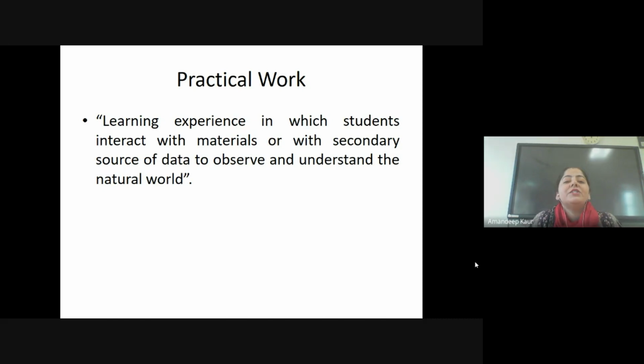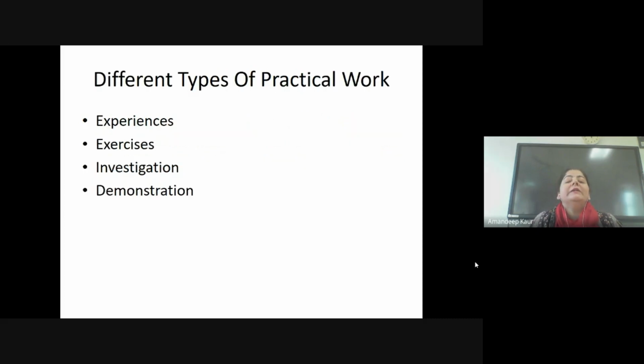So rather than engaging the classes in a traditional way of using lecture, the teacher needs to add a variety of advanced pedagogical approaches, and at the same time think about how I can relate my subject content with real world application. It is possible for us to create such practical experiences for our students. So any learning experience in which the student interacts with the material or with the secondary source of data to observe and understand the natural world is considered a practical activity.